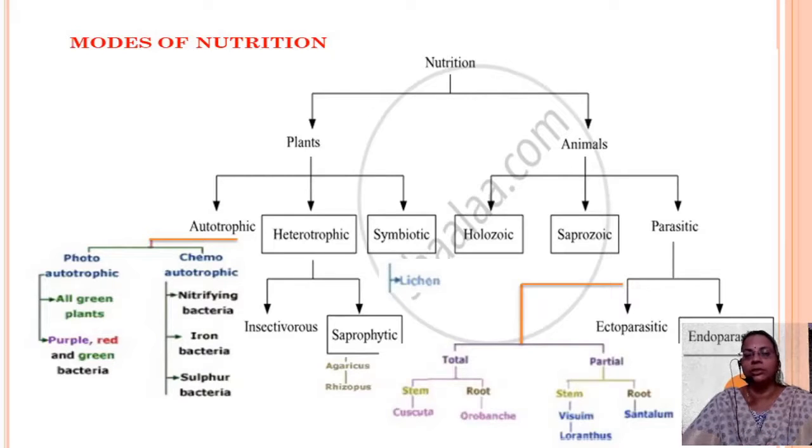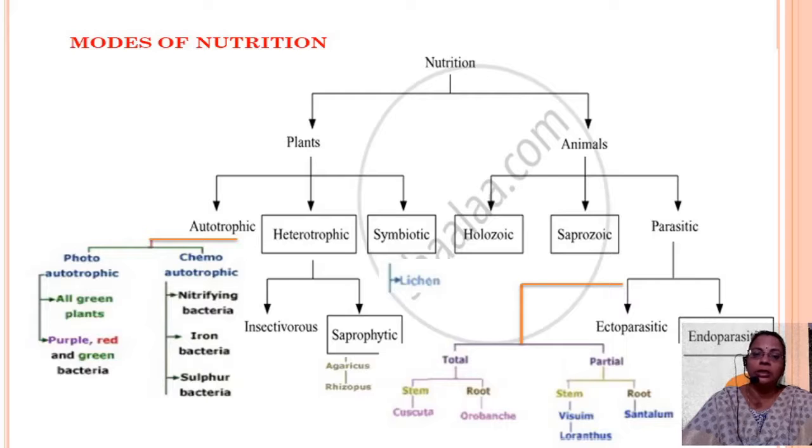Then Taenia solium, that is tapeworm, pinworm, hookworm, all these will come under the category of endoparasite. Even Entamoeba histolytica, a type of amoeba which lives inside the intestine, will also come under the category of endoparasite.